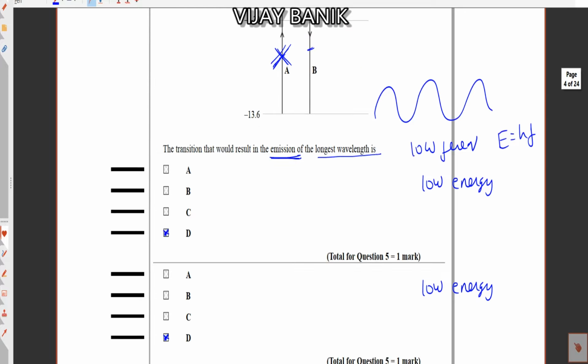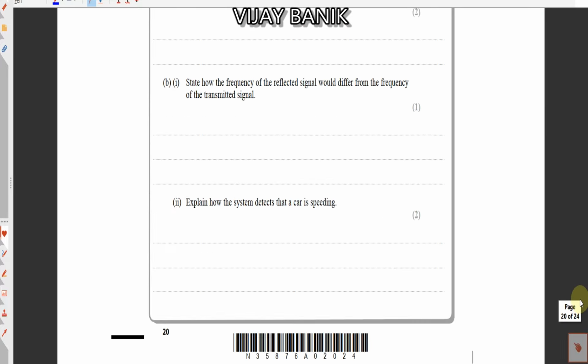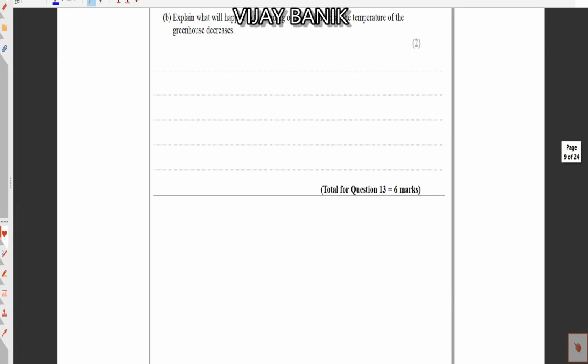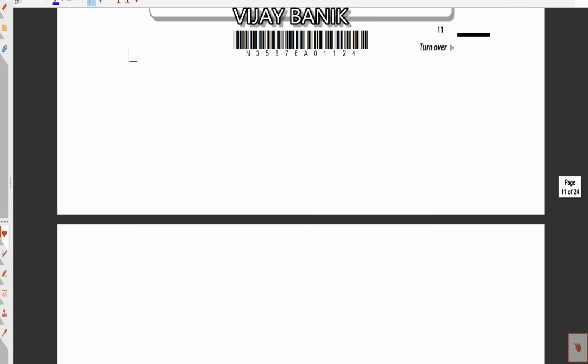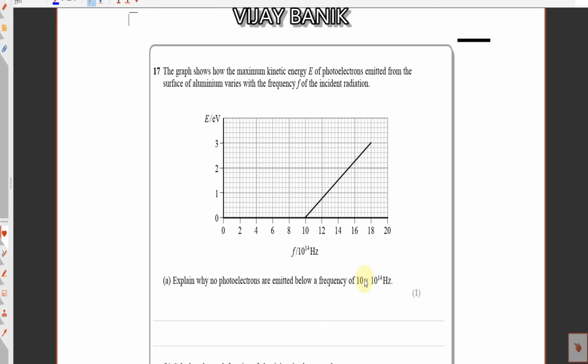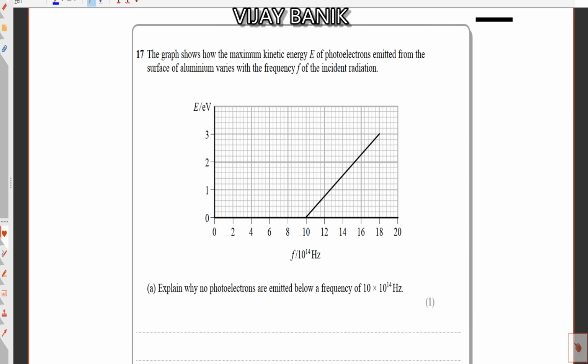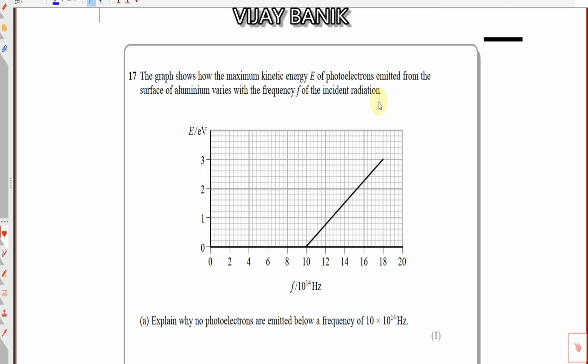Now let's go to question number 17. They said the graph shows how the maximum kinetic energy E of the photoelectron is emitted. We did this graph in our tutorial, energy versus frequency. Remember, see that frequency is given in 10 to the power 14. Always check your units. And the energy is not in joules but in electron volts.